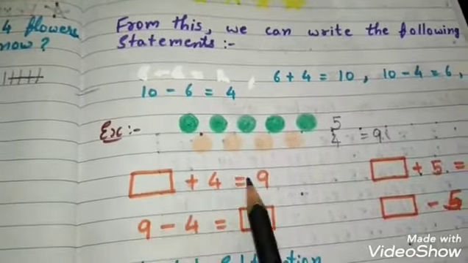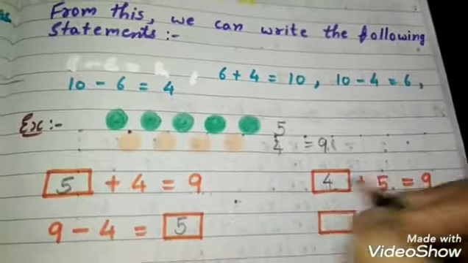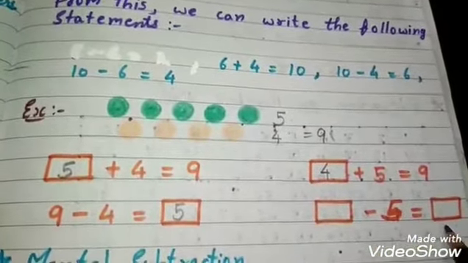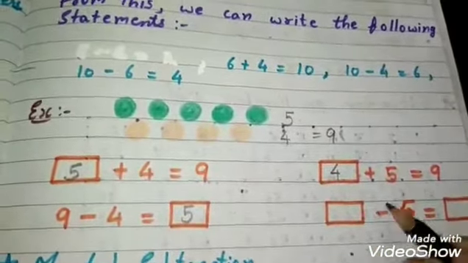Next, dash plus 5 is equal to 9. What do we have to add to 5 to get the sum 9? We will add 4 to it. Dash minus 5 is equal to dash. See, if we do 9 minus 5, we will get the answer 4.